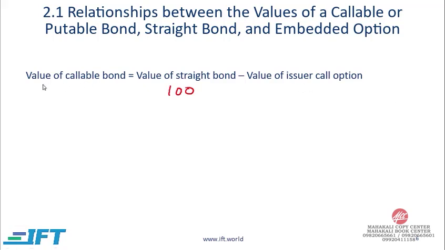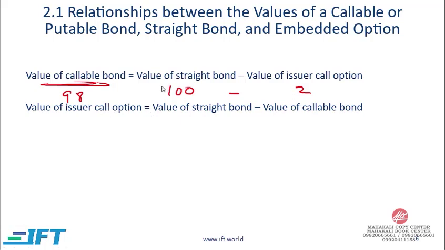Therefore, the value of the callable bond, this is the amount that bondholders will be willing to pay, will be less than the value of a comparable straight bond. So let's say that the value of the callable bond is 98. This would imply that the value of the issuer call option is 2. So using simple algebra, we can say that the value of the issuer call option is the value of the straight bond minus the value of the callable bond.